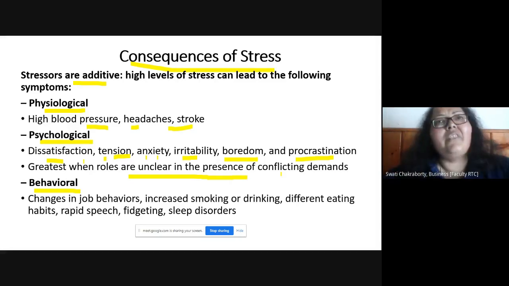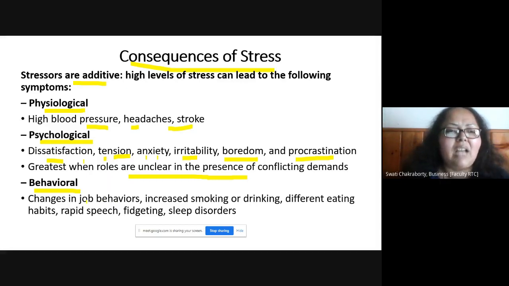Or when you have multiple bosses giving you instructions which are totally opposite to each other, you don't know what to do. You are tensed, but you want to actually do a good job. The third that comes up is behavior, a change in job behaviors, the way we behave in the workplace.